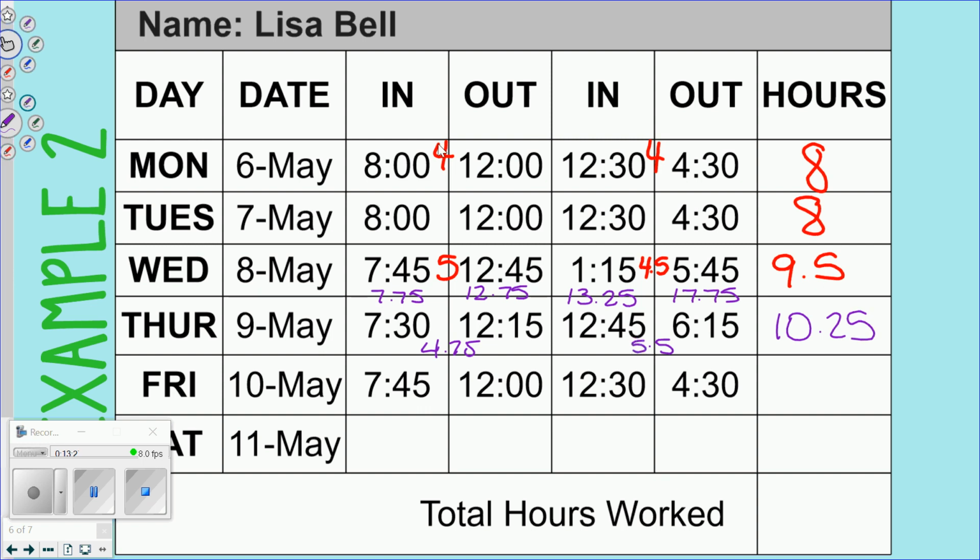And then Friday, 7:45 to noon. So 7:45, 8:45, 9:45, 10:45, 11:45, and another 15 minutes, so 4.25. And then 12:30 to 4:30, that's just 4 hours, so 8.25. Okay, so add those together, and that's 44 hours.